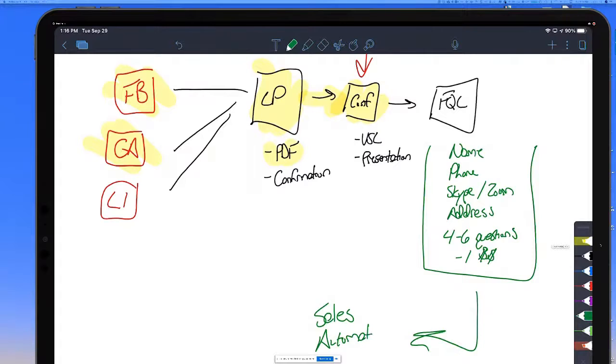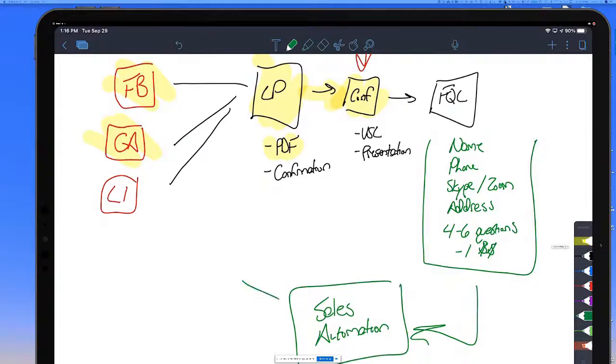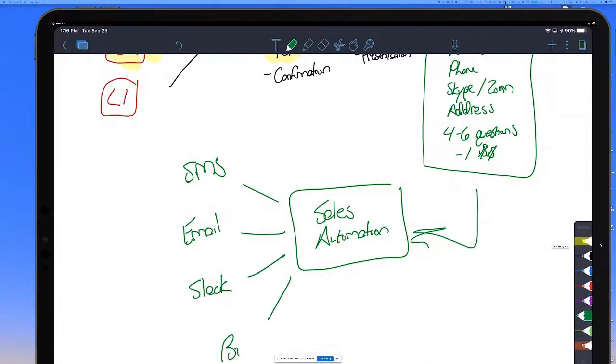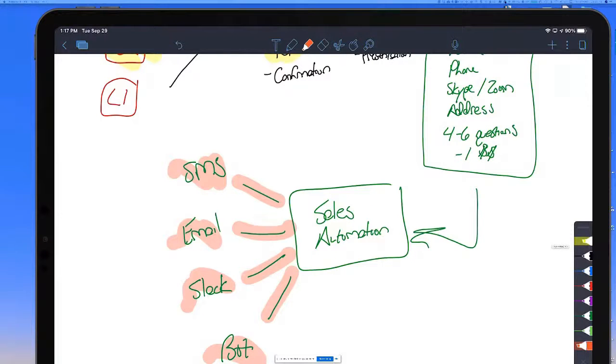So sometimes that lead goes to SMS. Other times it might go to email. Sometimes it goes to Slack. And sometimes it goes to a bot. Or if you're like us and all of our internal stuff, then it goes to a little bit of all of it. So whenever we get a new lead, an SMS triggers, an email triggers, a Slack notification triggers, and then sometimes it goes to a bot too.